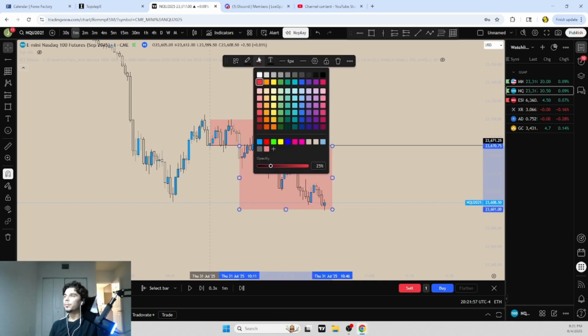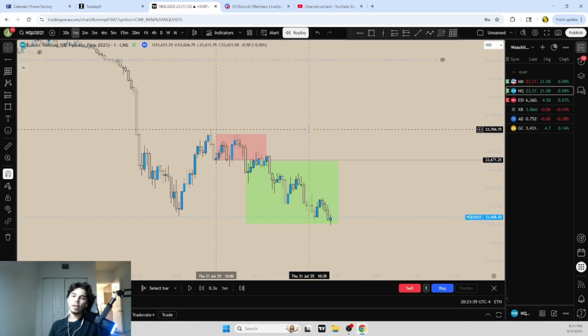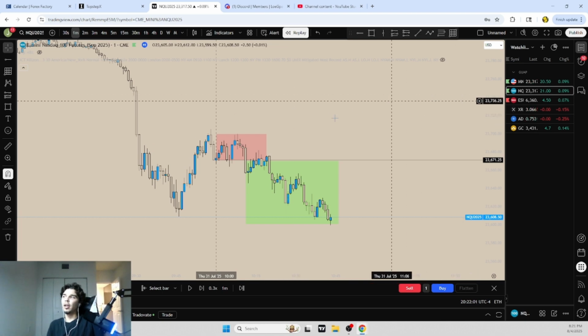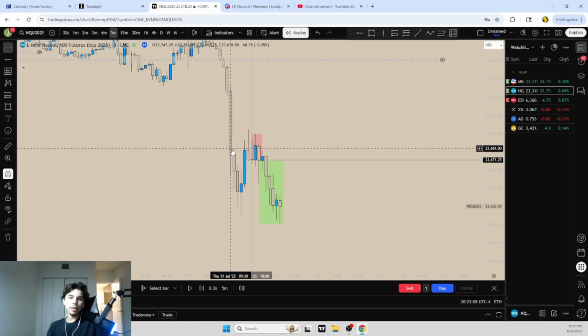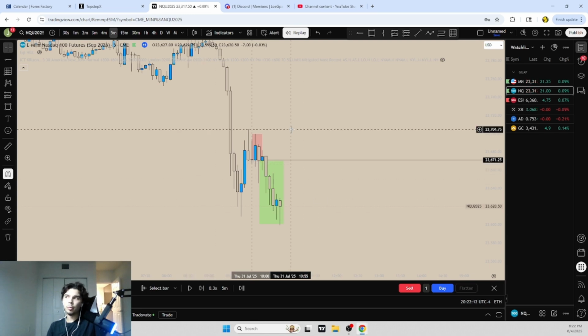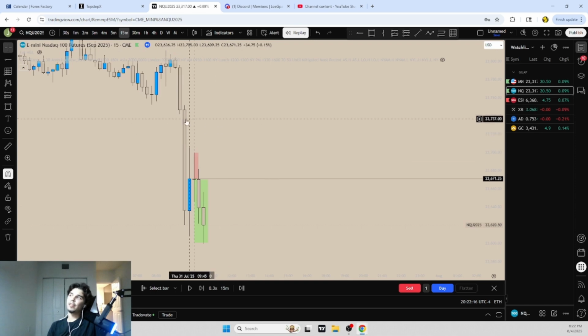But we didn't really manipulate into anything this time, right? Because we're inside of a 5-minute fair value gap, but we were already inside of that fair value gap. So it's not like we accumulated and then manipulated into it. No, we are already in there. And then what do we do with the 15-minute? Well, we left this 15-minute untouched.